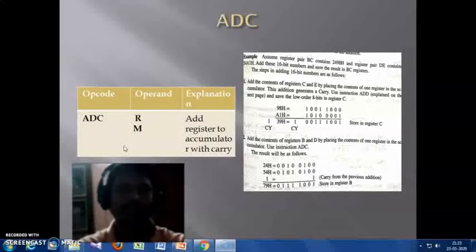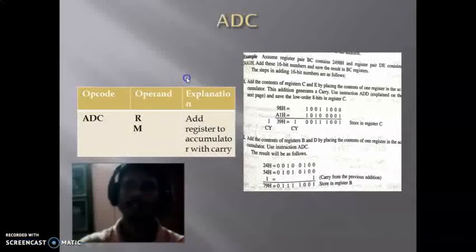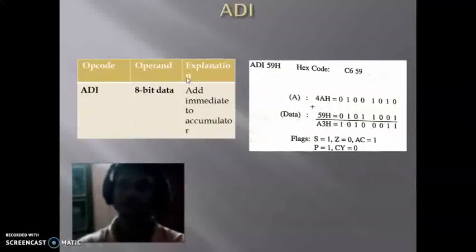And this ADC is a 1 byte instruction, and ADC with the register has 1 machine cycle, and it will take 4 states to complete the operation. And for ADC M, it has 2 machine cycles. To operate it we need 7 states. Next is ADI, 8-bit data. We can directly add 8-bit data with the content of the accumulator.